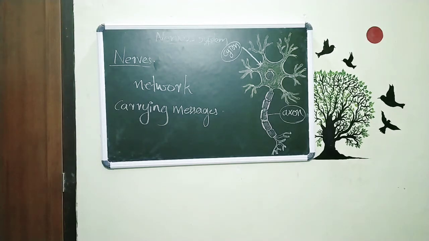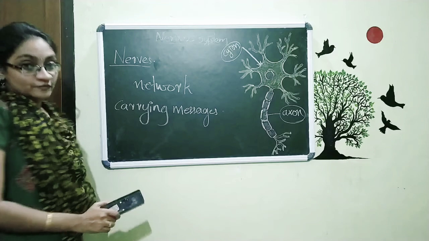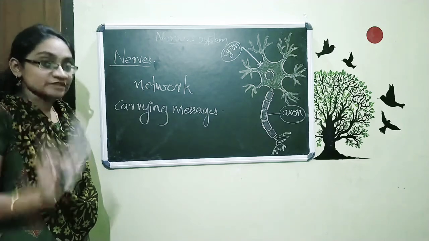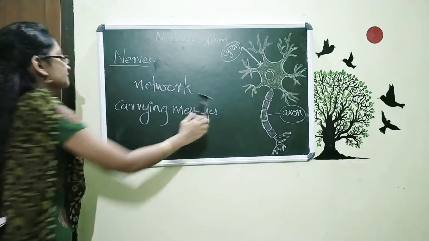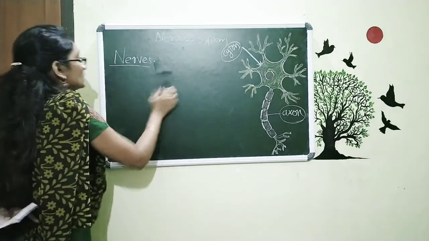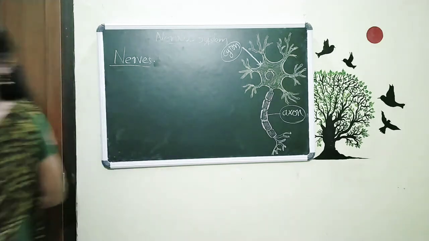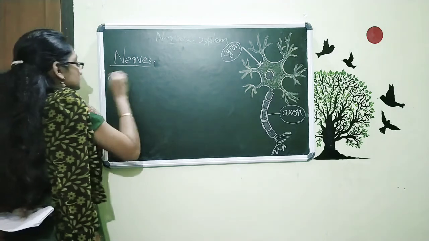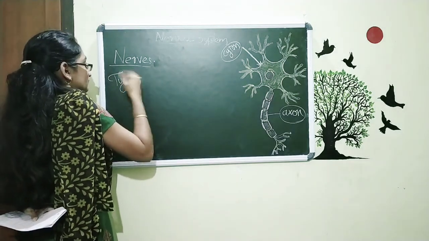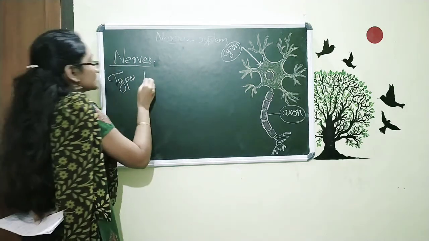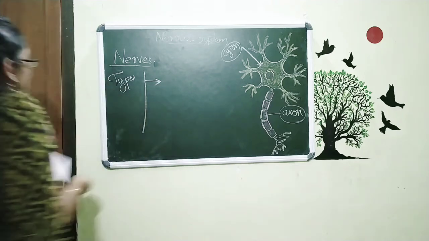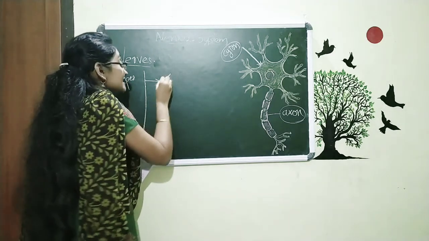Now we want to study different types of nerves. There are 3 types of nerves in our human body. So the next topic is types of nerves. There are 3 types of nerves, and the first one is the sensory nerve.